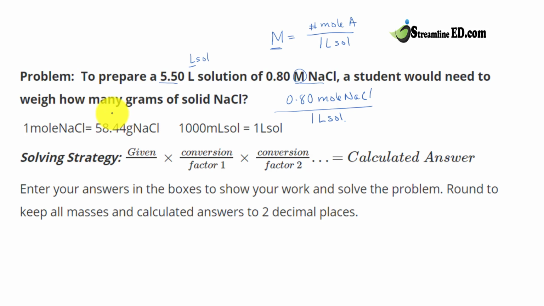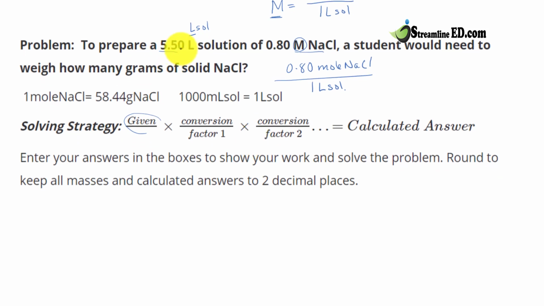To solve this problem, we always go back to these ideas, starting with our given. Remember, we never start with a conversion factor, so this is our given. We want to make that solution at that specific volume. So we have 5.50 liter of solution, and multiply by our next conversion factor that has liter of solution, which is this one. The liter of solution goes on the bottom, and the top part must be 0.80 moles of NaCl.